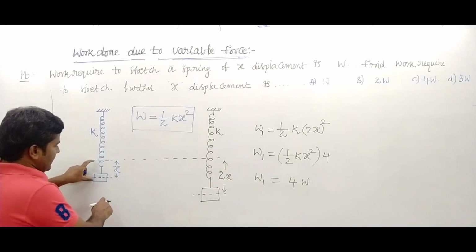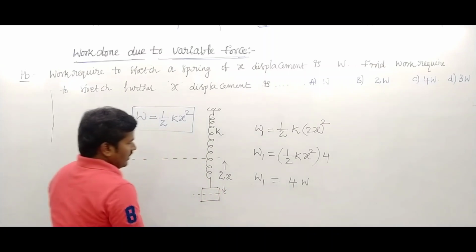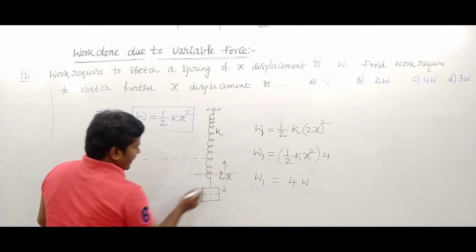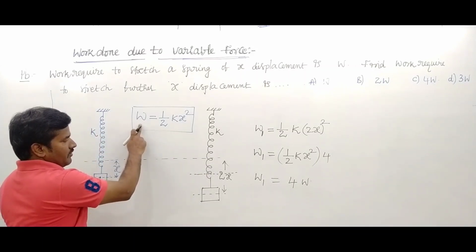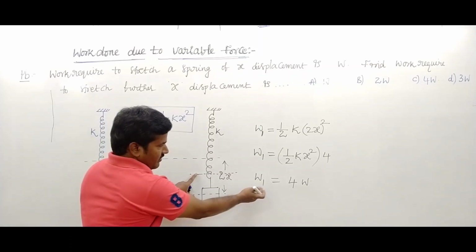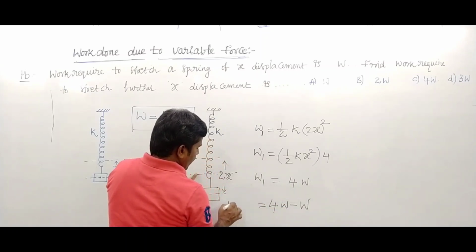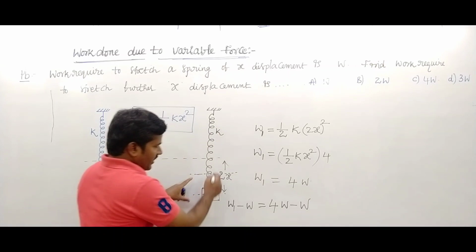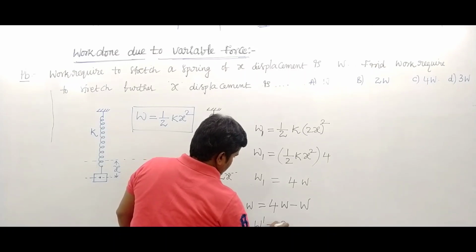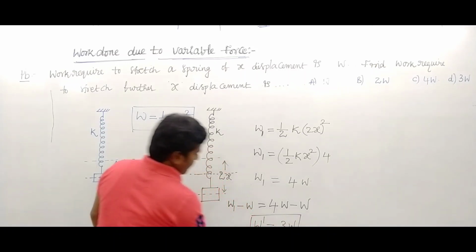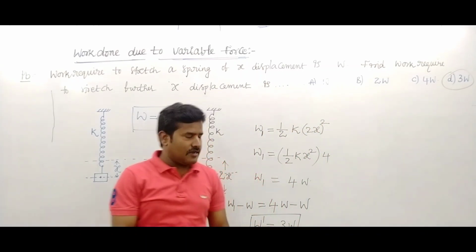First, for X displacement, the work done is W. For 2x displacement, the work done equals 4W. For the further X displacement, the work is 4W minus W, that is W1 minus W. So for the further X displacement, the work done W dash equals 3W. The answer is 3W.